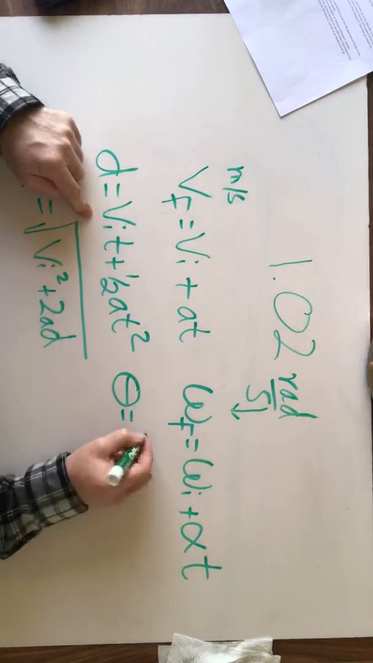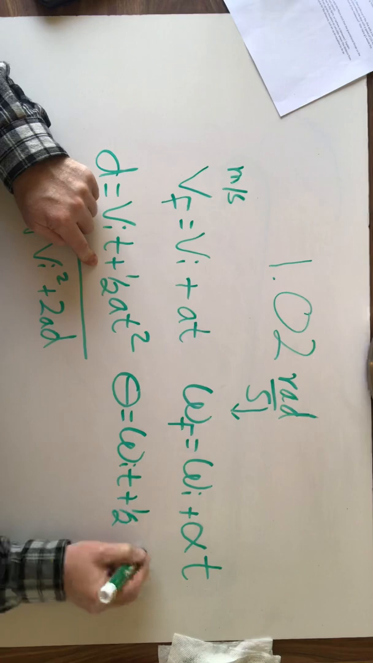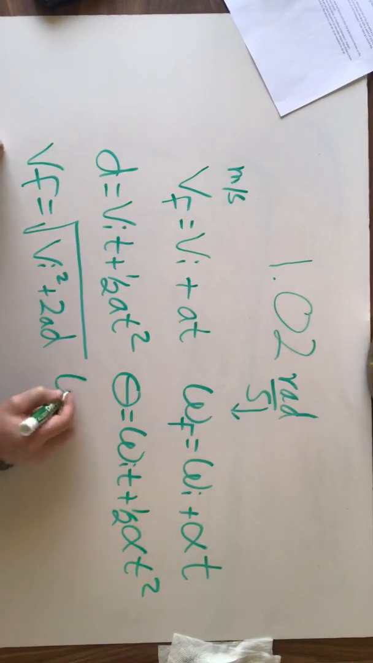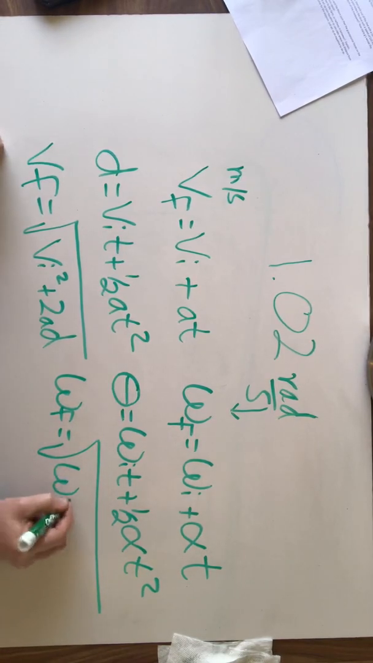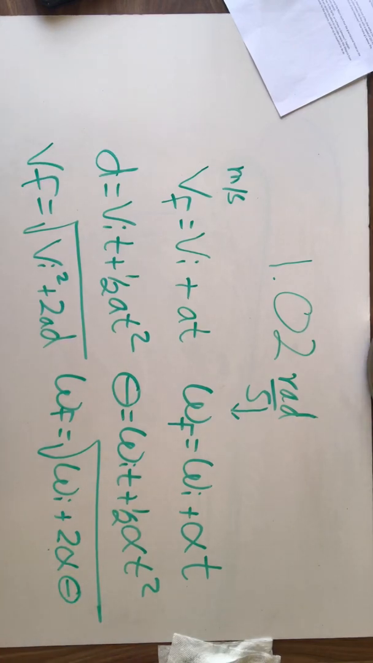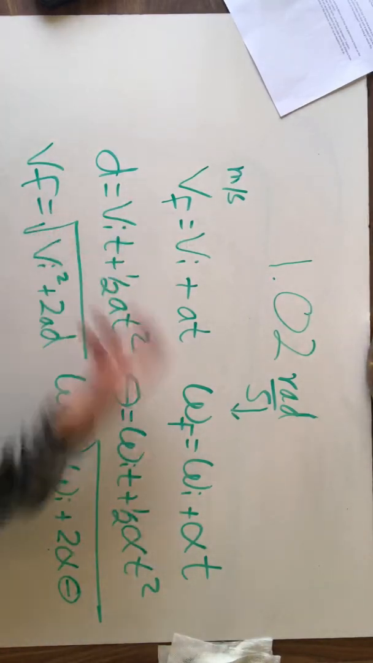This is equal to omega i times t plus 1/2 alpha t squared. Here we have omega f squared equals omega i squared plus 2 alpha times theta. They're essentially the same equation. The only difference is I just changed the units. And some of you might be saying, well, why would I bother using any of these? Why not just use these? It's the same thing, you just change the units.